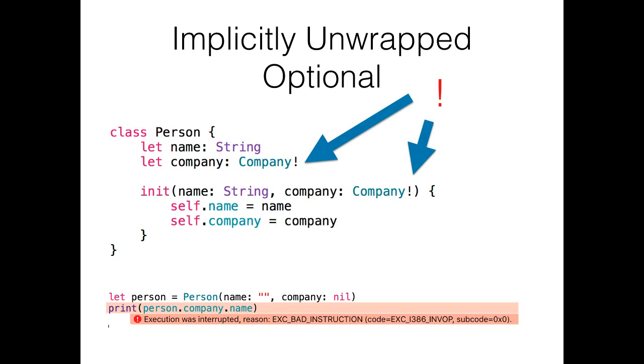So, this example shows when implicitly unwrapped optionals are bad: when you set this person object with a nil company. And this exclamation point removes the need for any type of syntax when you want to address the company inside the person. So basically, this is just like Objective-C. When you try to address something that is nil, it will crash at runtime. So there's no difference between this and Objective-C.